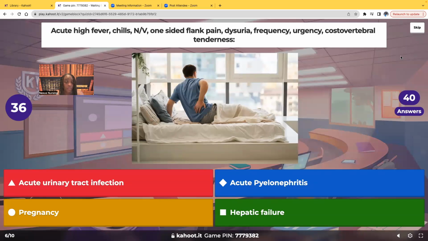Acute high fever, chills. So we're talking about generalized symptoms, nausea, vomiting. I shouldn't have given you that clue, but anyway, one-sided flank pain, dysuria, frequency, urgency, costovertebral tenderness.